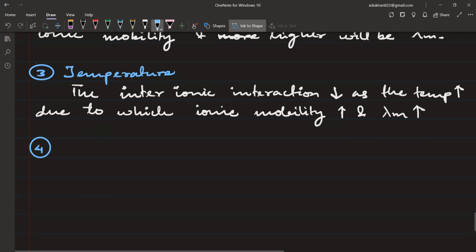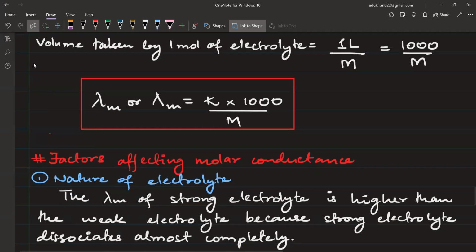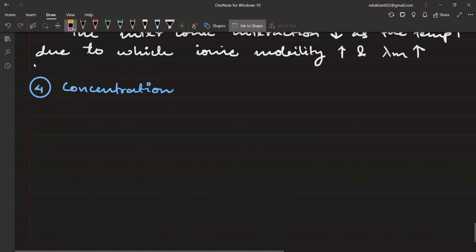Right, the fourth point. Now this is something not very intuitive. Concentration. The molar conductance is going to decrease when we increase the concentration, because if you look at the formula, lambda is inversely proportional to the molarity. So if the molarity increases, lambda m decreases.